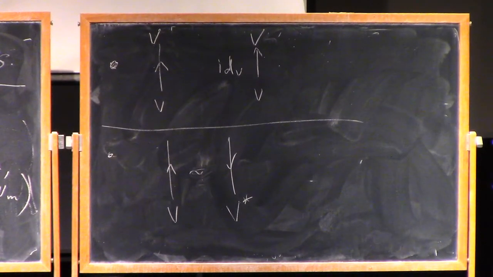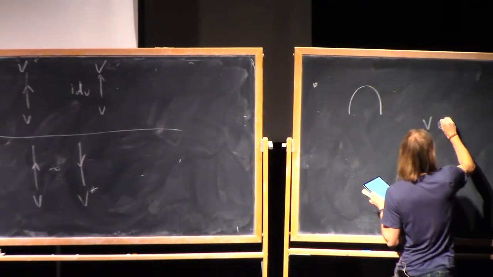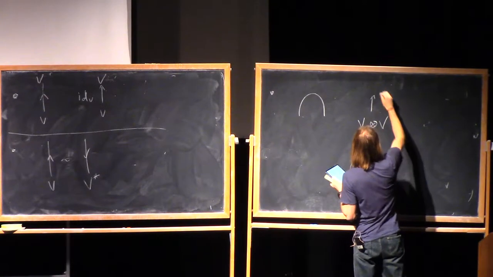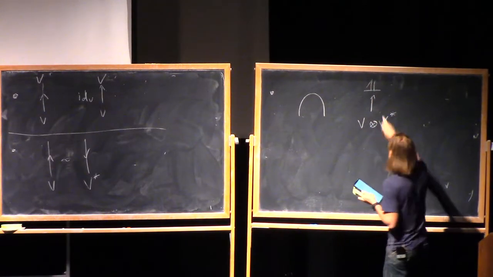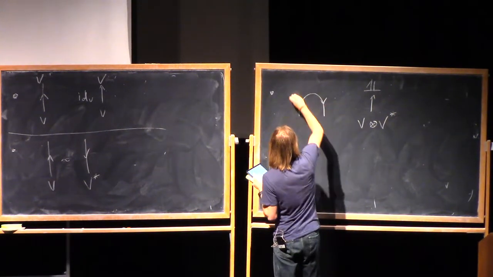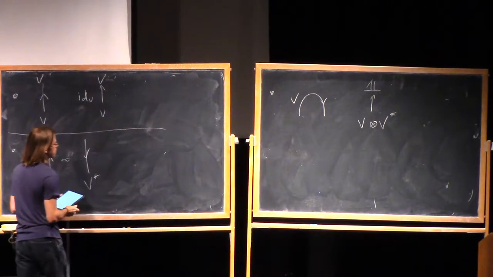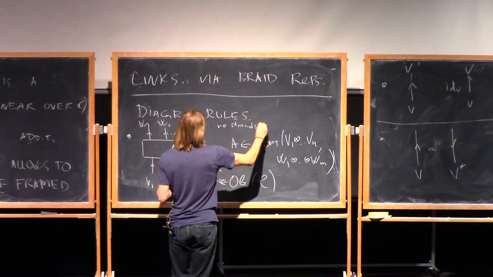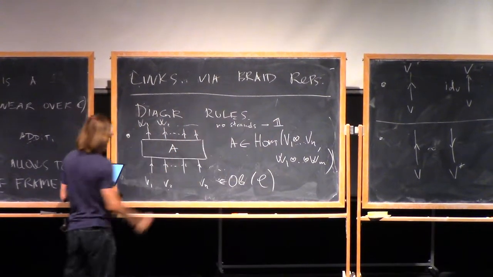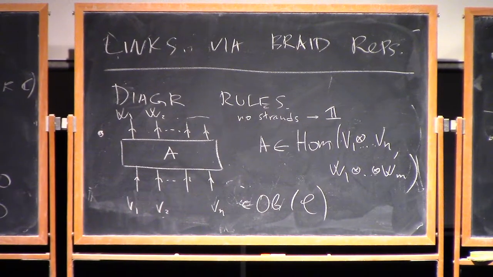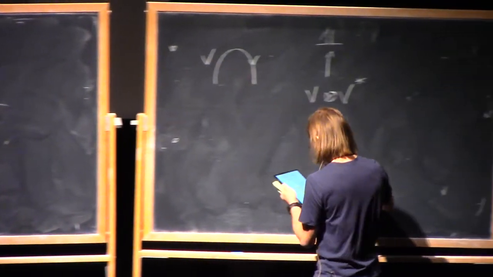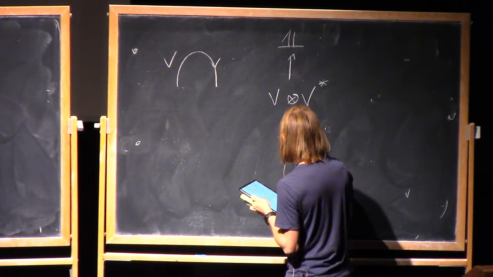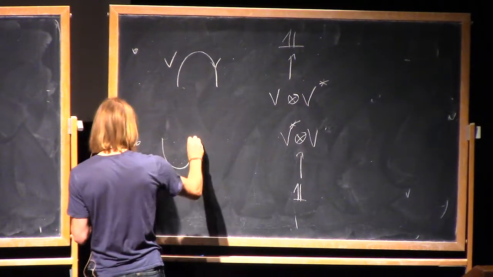Another part of the ribbon structure is a choice of map from V star tensor V to the identity object. This is the identity with respect to monoidal structure, and it's represented by this diagram. If you have no strands, it means we assign the identity object. There is also a choice of homomorphism from the identity object to V tensor V star, which corresponds to the following diagram.